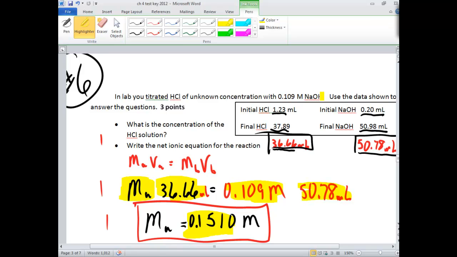Now let's see if that seems to make sense. Our base had a concentration of 0.109, and it took less of the acid than the base, so it seems reasonable that the acid is a more concentrated acid than the base.